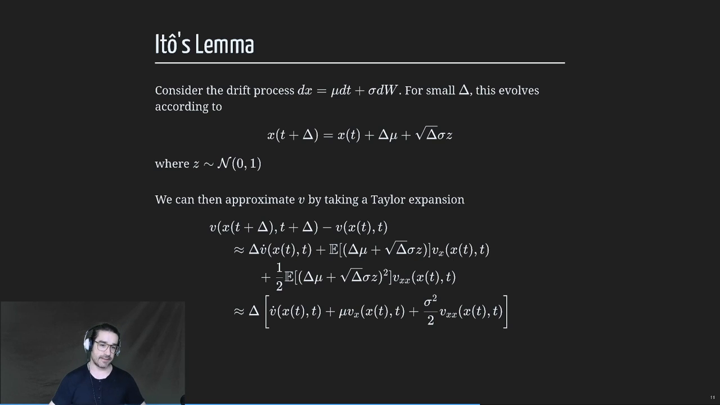So that's Itô's lemma. You can incorporate continuous time Wiener process stuff into a value function. I go through the proof here. I'm obviously out of time, but you can check it out if you want. I think it's pretty interesting, and it's pretty useful if you do continuous time stuff that's stochastic.